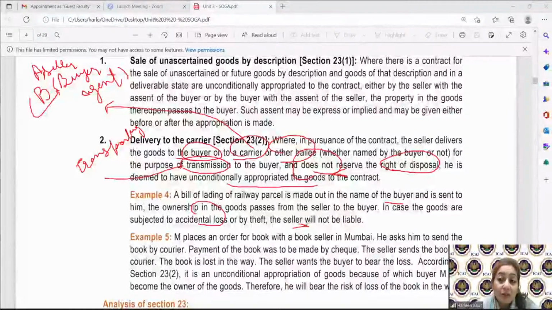So why are you giving the goods to the buyer? Because he is the owner. So the moment your bill of lading or the railway receipt has been made out in the name of the buyer, the ownership is transferred. The seller is not responsible if any loss or theft happens on the way.